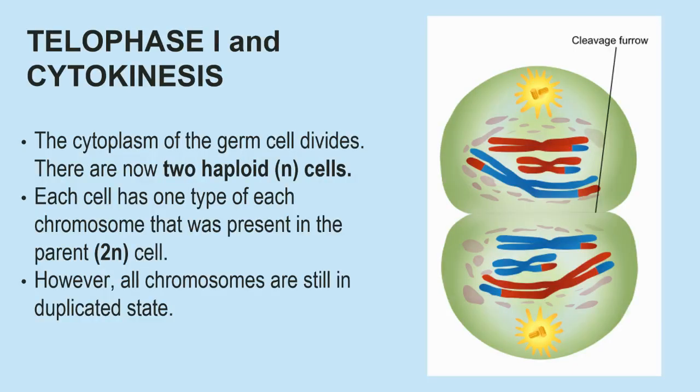So last, in the meiosis 1, the telophase 1 and the cytokinesis. So the cytoplasm of the germ cell divides. There are now two haploid cells. So each cell has one type of each chromosome that was present in the parent cell. However, all chromosomes are still in duplicated state.